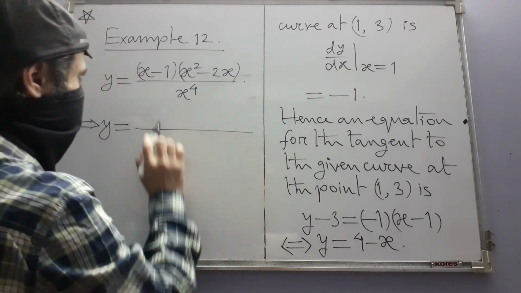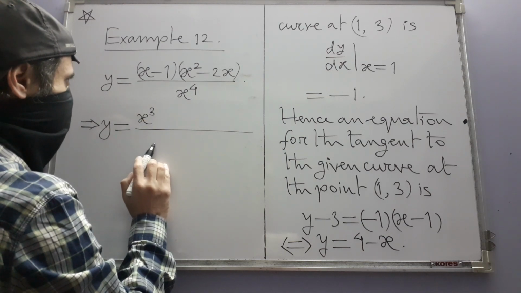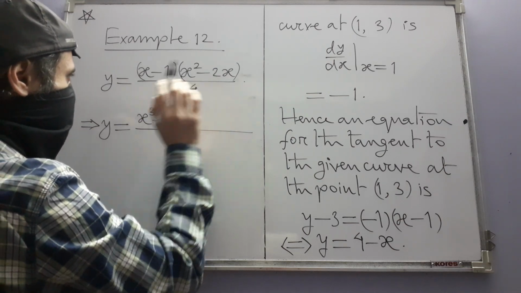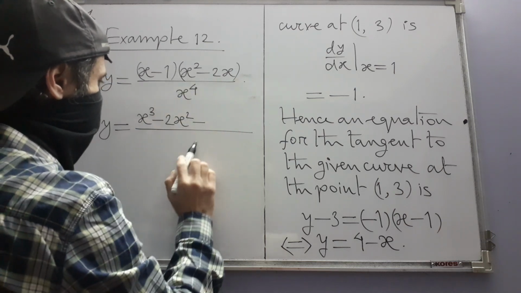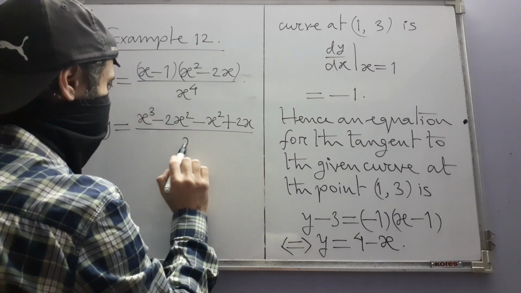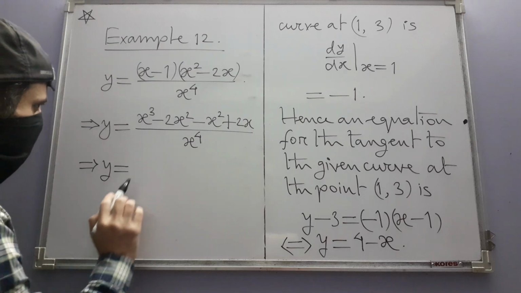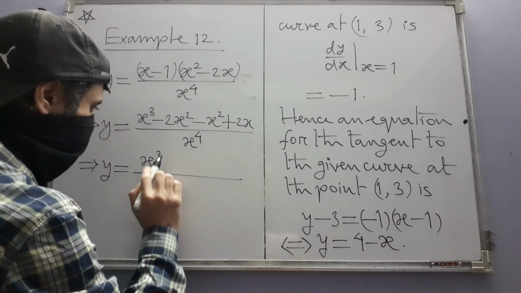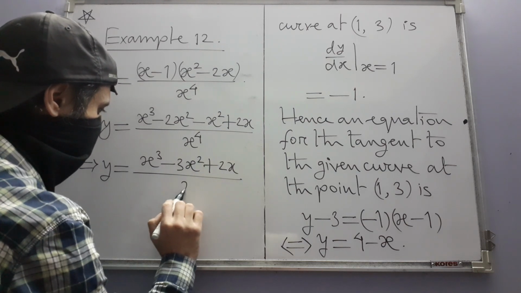So what we can do, let's do the multiplication first in the numerator. So x cube minus 2x square, this times this, plus this times this, and then the negative, because we are then multiplying by minus 1, plus 2x. So this gives us a cubic polynomial in the numerator, minus 3x square plus 2x.